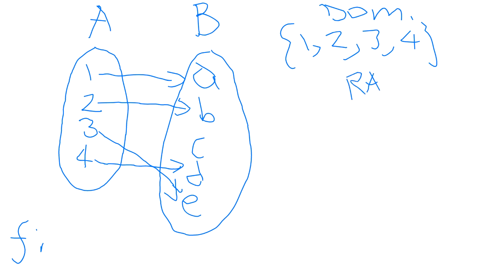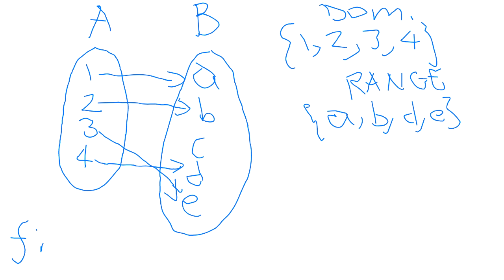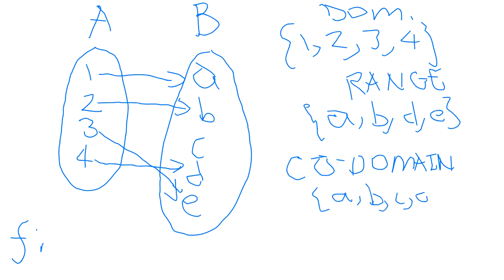What I called before. Remember? A, B, D, E. Correct. So the range is the elements that are being mapped to, which is A, B, D, E. But the codomain is the entire set B. And as you can see, that codomain contains a C as well. So the codomain would be A, B, C, D, and E.